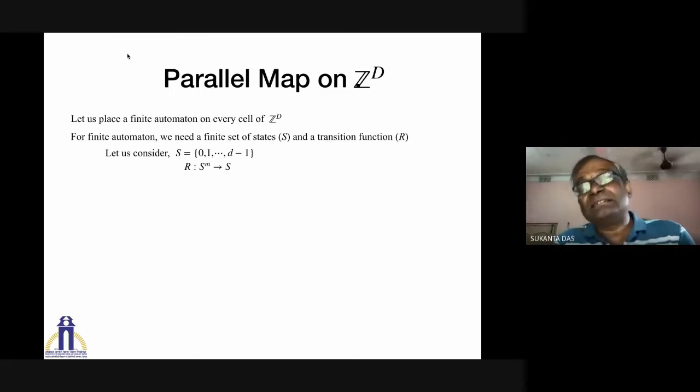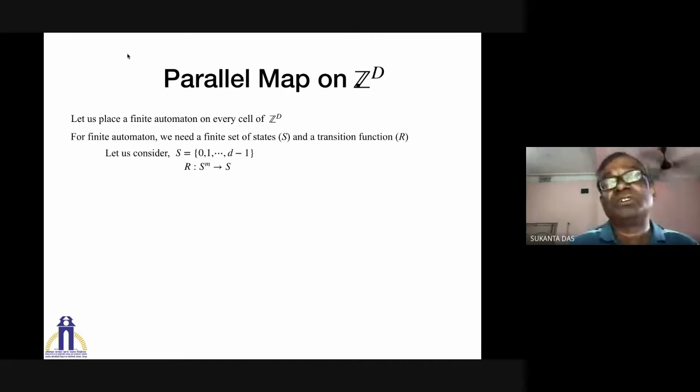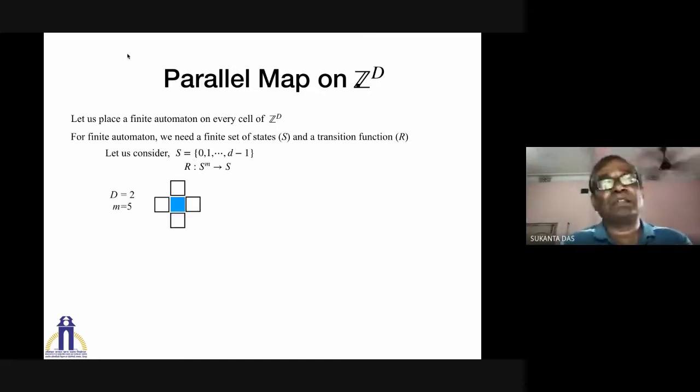And consider the transition function is like this: S to the power m to S. This is my transition function. Now, what is m here? Let me discuss with a brief example. Suppose d equal to 2, which means you have a grid-like view, and m equal to 5. So here on the right hand side, you can see there are 5 boxes. Actually, I have taken 5 boxes from the Z square. You can have a grid-like view as we have seen in the slide.